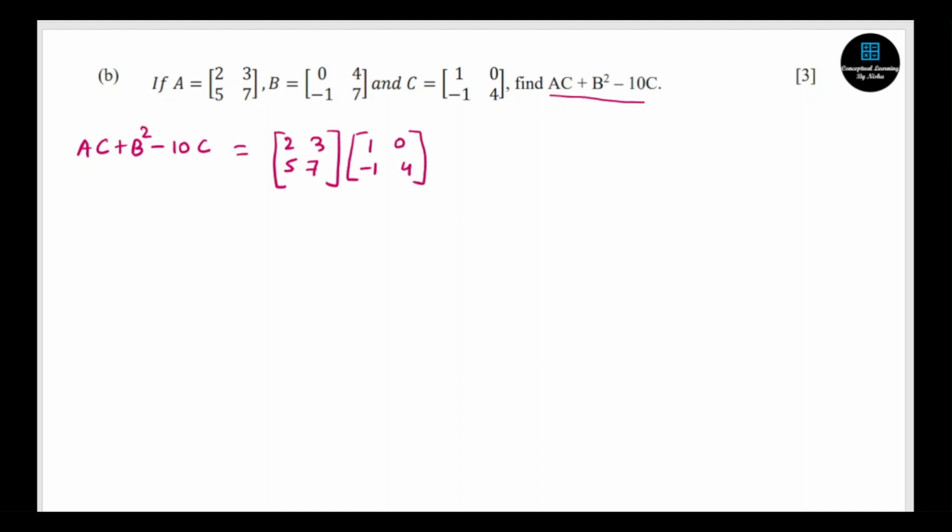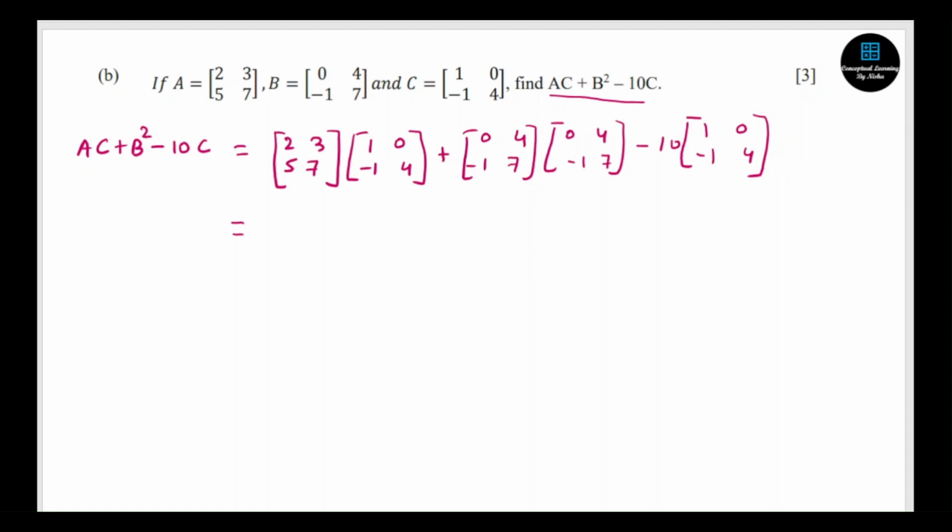Then plus B square. So B is [0, 4; minus 1, 7] multiplied by the same, [0, 4; minus 1, 7], and then minus 10C. So minus 10 and C is [1, 0; minus 1, 4]. Make sure you are not making any mistake when you copy these matrices. Alright, otherwise you'll do everything incorrect.